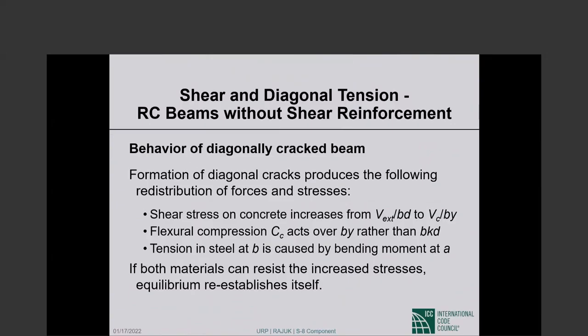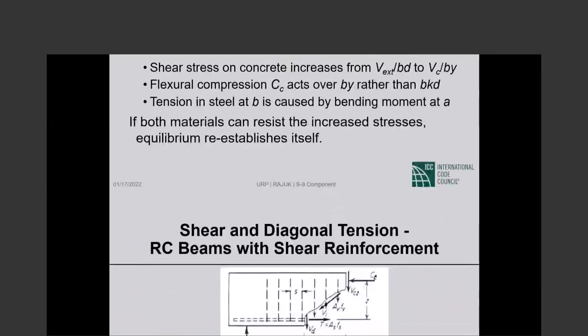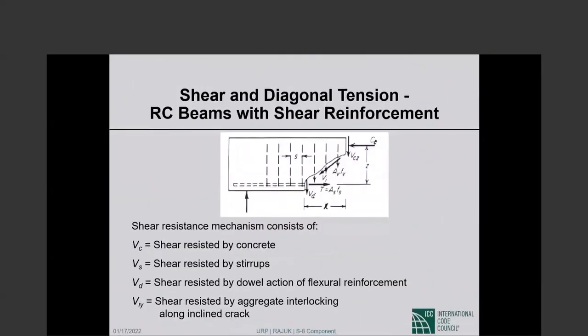And tension in steel at B is caused by bending moment at A. These are all quite important. Shear stress on concrete increases from V external over BD to V sub C over BY. Flexural compression acts over BY rather than B times Kd, and tension in steel at B is caused by bending moment at A. If both materials can resist the increased stresses, equilibrium re-establishes itself. So the opening of a diagonal crack does not have to be the end of the beam. That is the message. Okay.